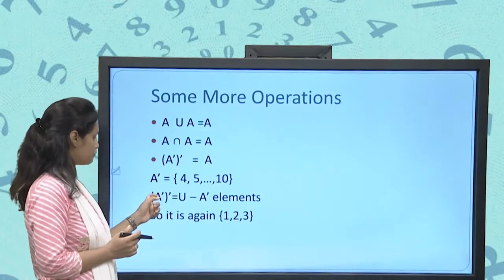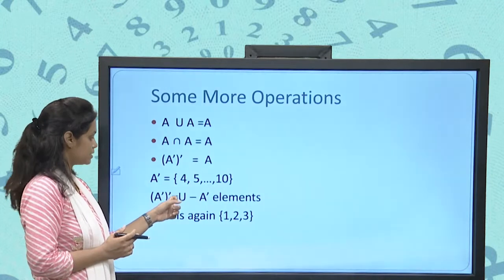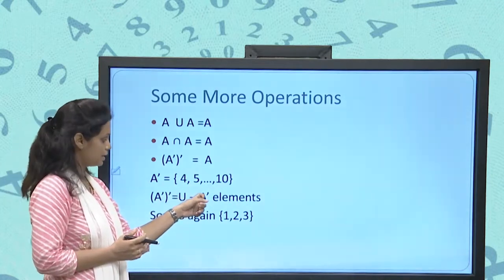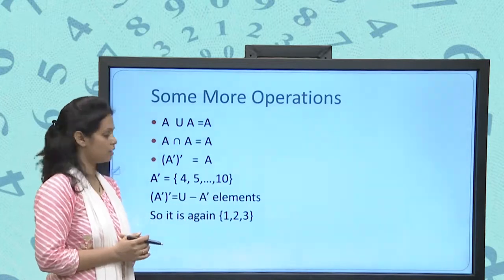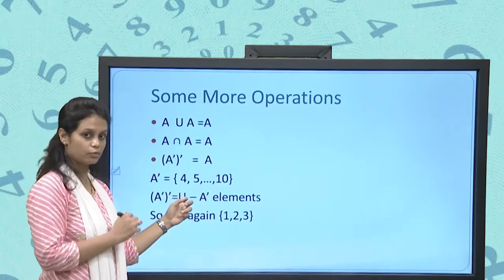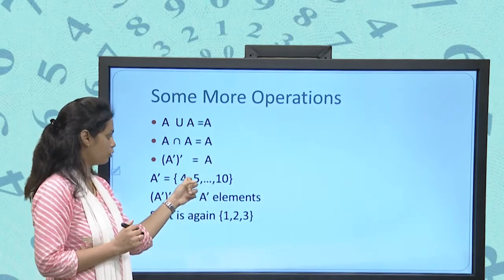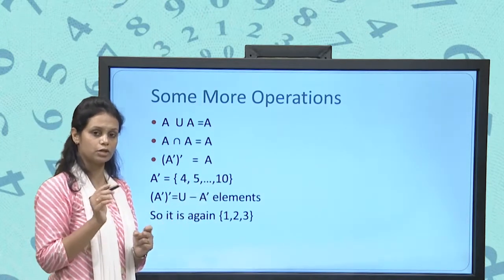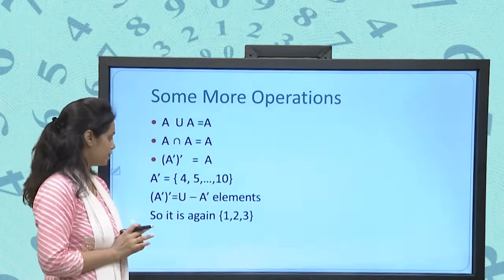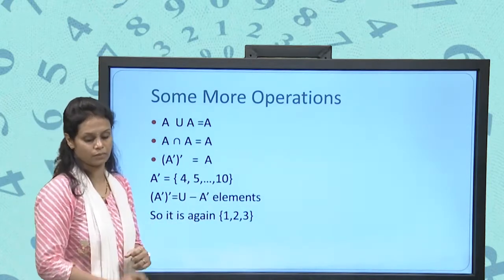Fine. What is the meaning of A complement? That is the universal set minus A's elements, that means A complement's elements. Fine. So, what is in U? It is 1 to 10, and we will subtract 4, 5, 6, 7, 8, 9, 10 from 1, 2, 3, 4, 5, 6, 7, 8, 9, 10. Fine. So, the output is 1, 2, 3. Okay.